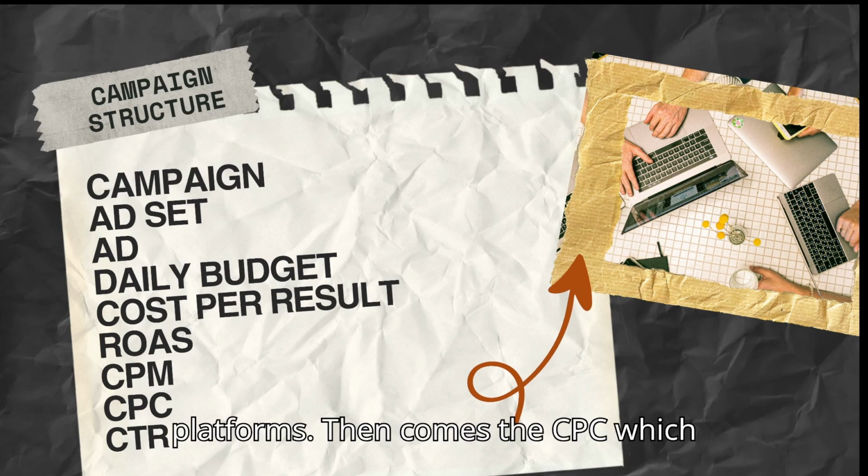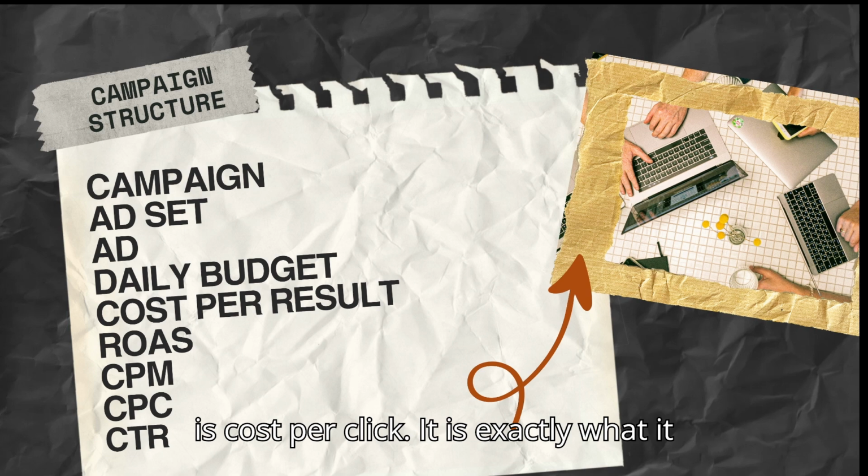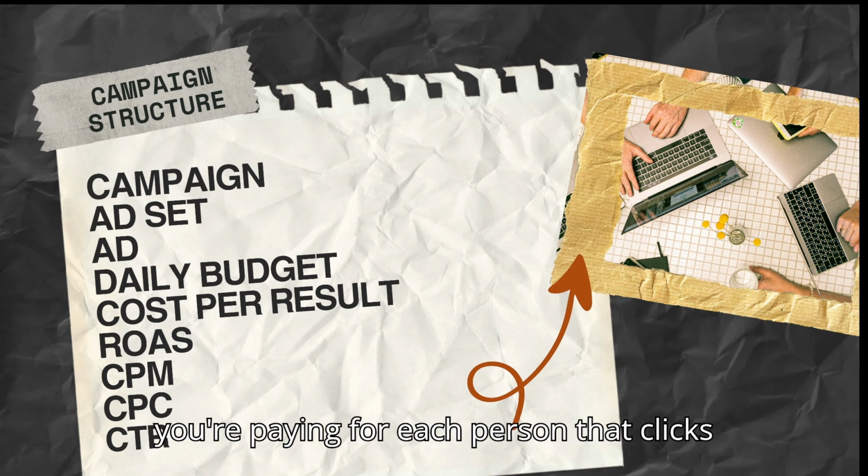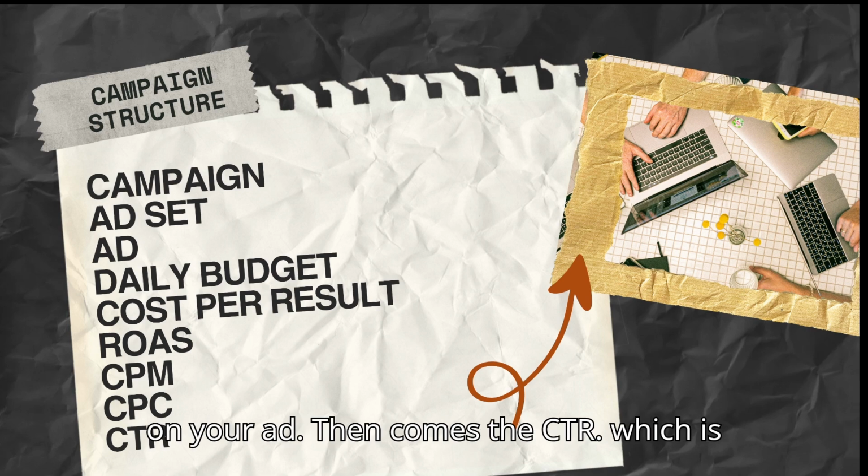Then comes the CPC, which is cost per click. It is exactly what it sounds like. So it's basically how much you're paying for each person that clicks on your ad.